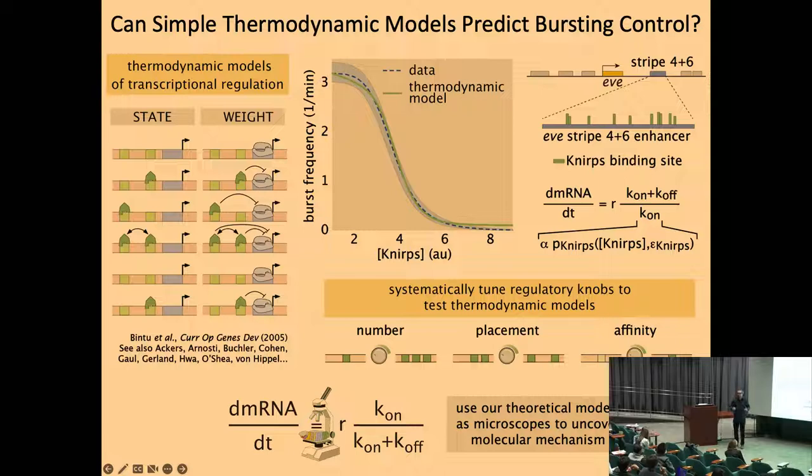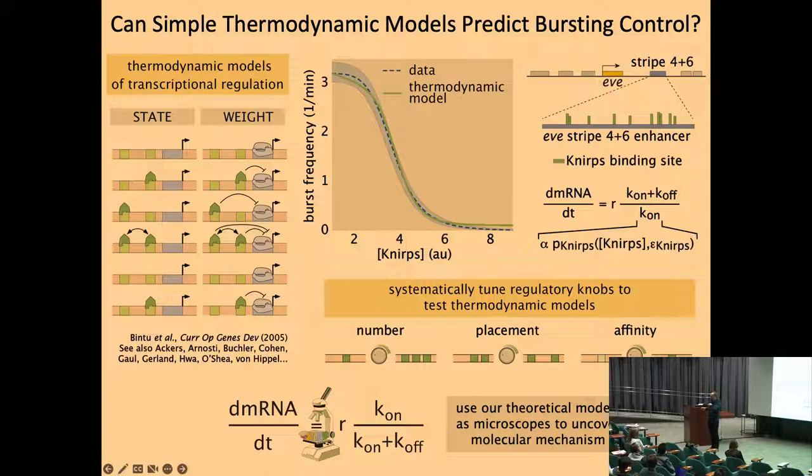Like, is it a package of RNA polymerases that comes in and gets used up? But it's interesting that maybe at least the burst frequency is consistent with the fraction of time that Knirps spends on the DNA. And you could imagine that maybe it is not letting activators bind, and maybe that activator binding is determining the burst frequency.